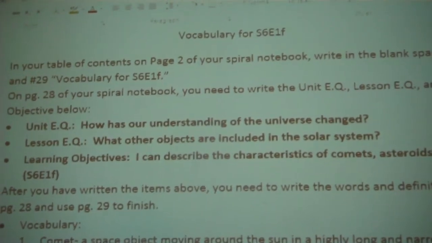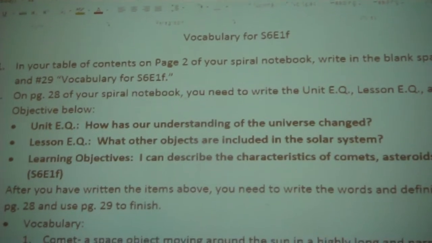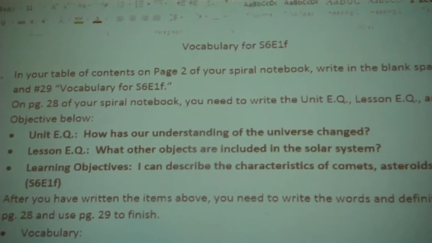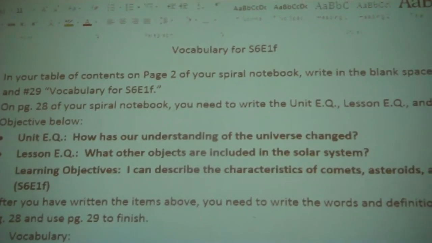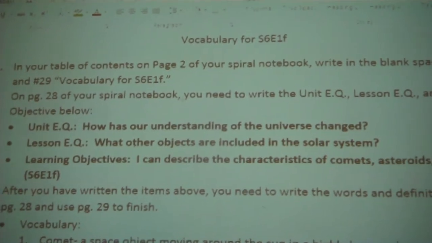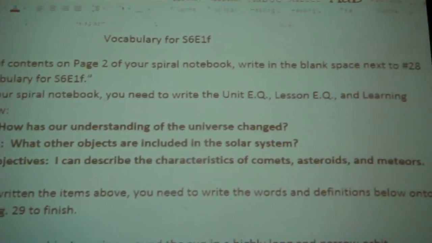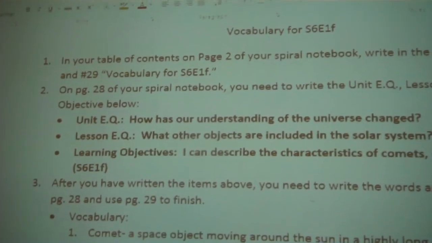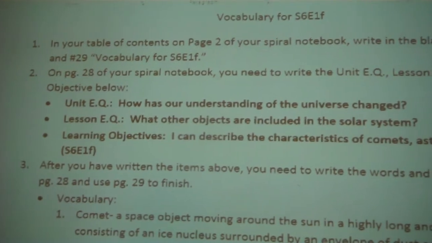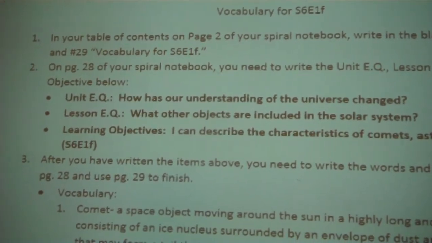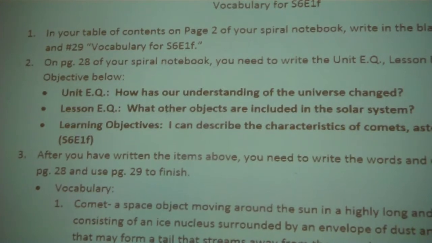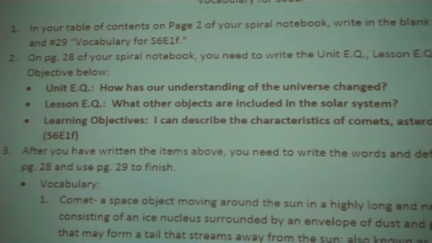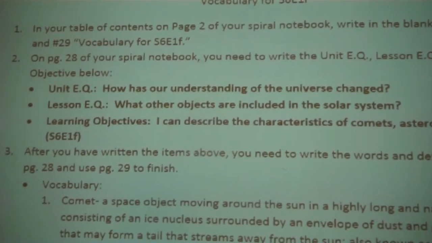So the unit essential question has stayed the same since we're still in the same unit. How has our understanding of the universe changed? The lesson essential question is what other objects are included in the solar system, and our learning objective is I can describe the characteristics of comets, asteroids, and meteors, which is standard S6E1F. Then number 3, after you have written the unit essential question, lesson essential question, and the learning objective, you need to write the words and definitions below onto page 28 and use page 29 to finish.